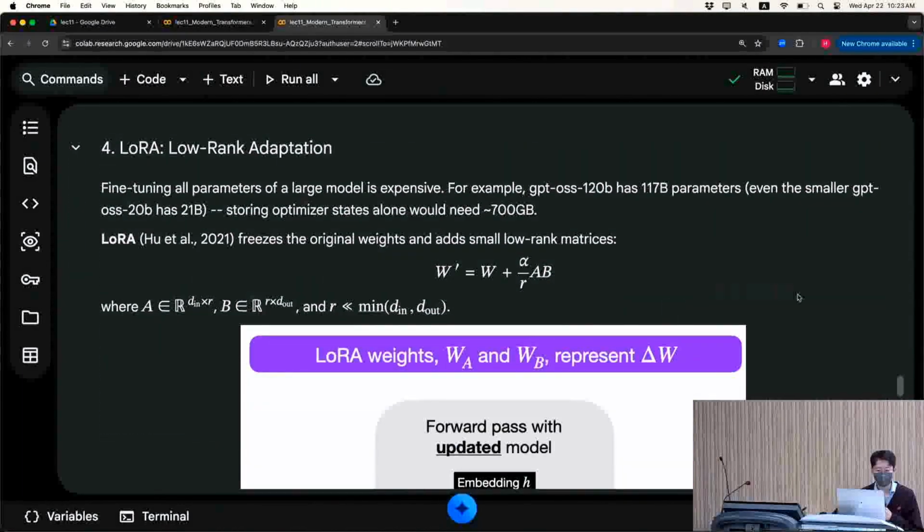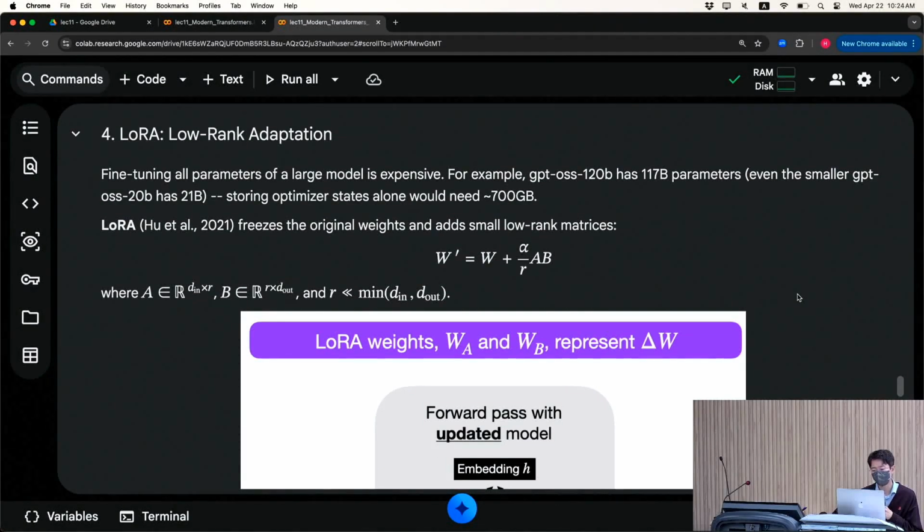Okay, next up is LoRA. It stands for low rank adaptation. We haven't talked about this so far, so this is a new concept. The fundamental difference here is, so far we assumed the model weights are trained for you, and you're going to use it to generate something.